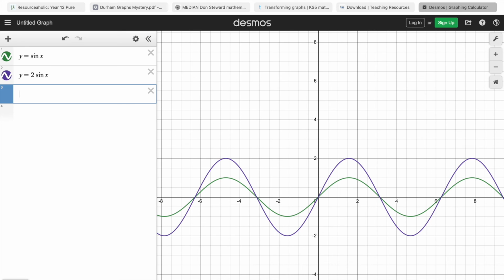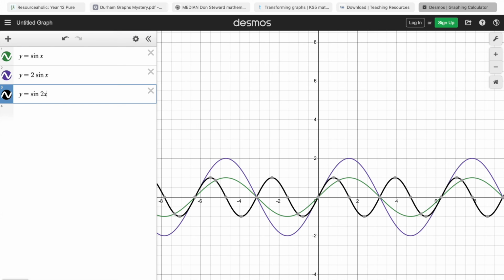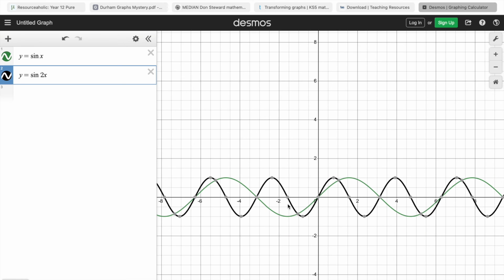If I then just multiply the x value by 2, so y equals sine of 2x, I'm going to get rid of the y equals 2 sine x. You can see the difference here. Your y values haven't changed. It's not been a stretch in the y direction. It's been a stretch in the x direction. You can see that your graph is becoming closer together, and it's being squashed in. So that's a scale factor of 1/2.